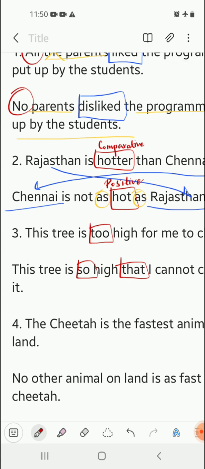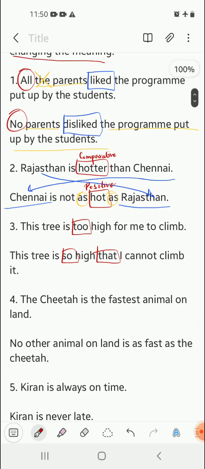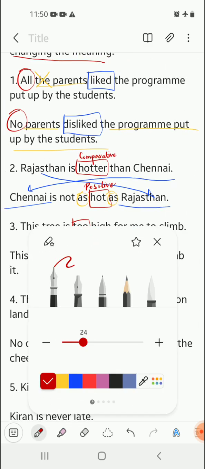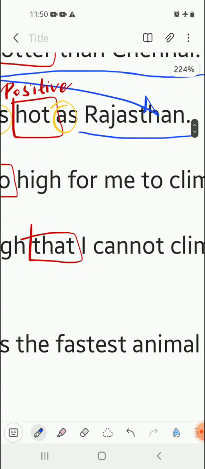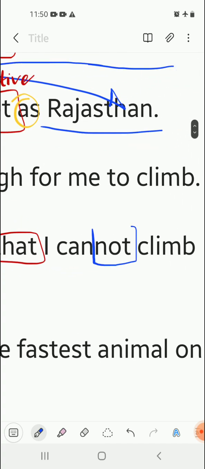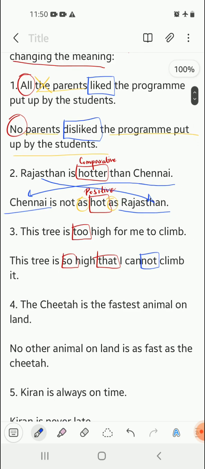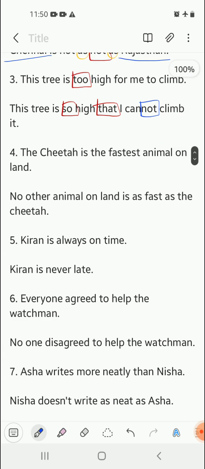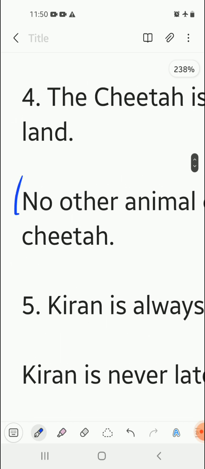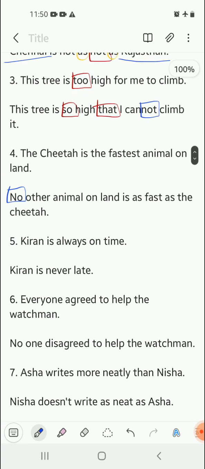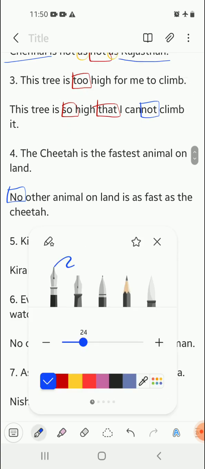So this tree is so high that I cannot. We have to add not in the sentence because we are making a negative sentence. So we have added a not here, cannot climb it. So the meaning remains intact. Number 4. The cheetah is the fastest animal on land. We have to say the cheetah is the fastest, which means no other animal is as fast. So we are adding no. So the sentence becomes negative. So no other animal on land is as fast as the cheetah.